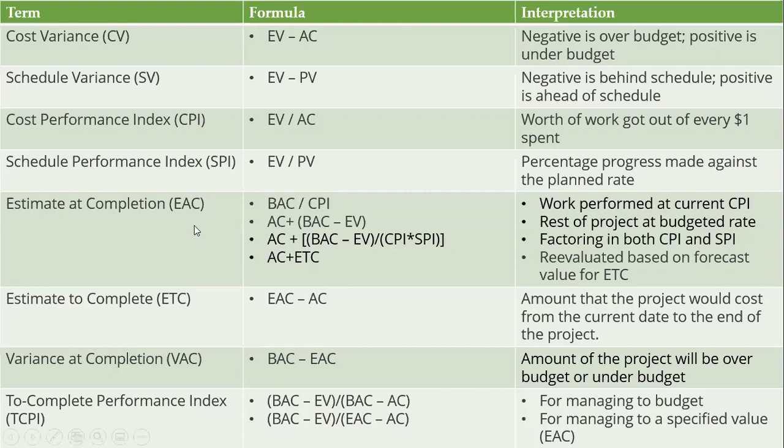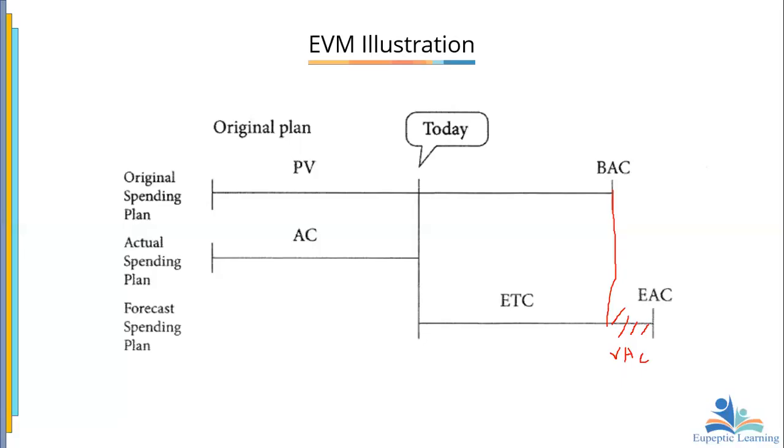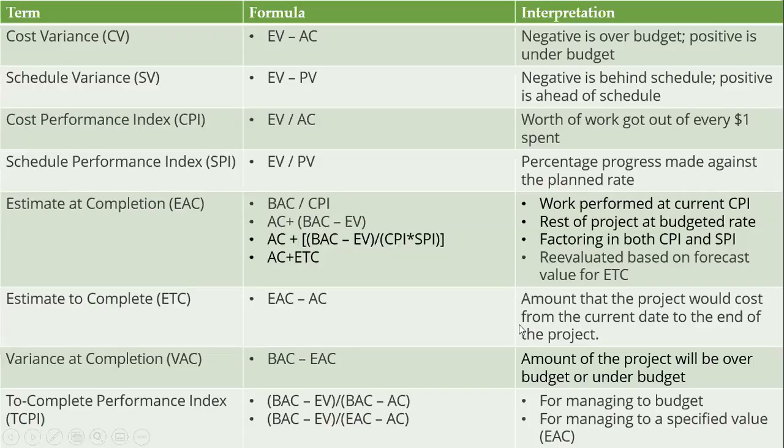So please note the estimate at completion and then the To Complete Performance Index. Estimate to complete is just what? EAC minus actual cost. If we go back to our schedule here, EAC minus actual cost, you see, that is the estimate to complete from here to here. That is it. Then variance at completion, we looked at it. Then the To Complete Performance Index.